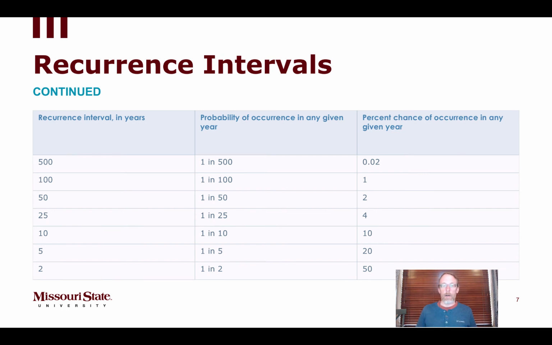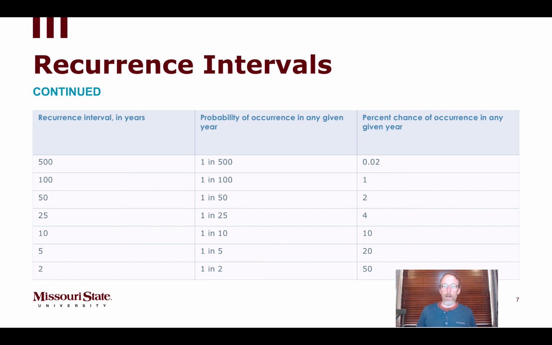So let's look at recurrence intervals in a tabular format. On the left here we have the recurrence interval in years, so a 500-year recurrence interval will correlate to a 1 in 500 probability or a 0.02% chance of occurrence in any given year. And that last column is really important.